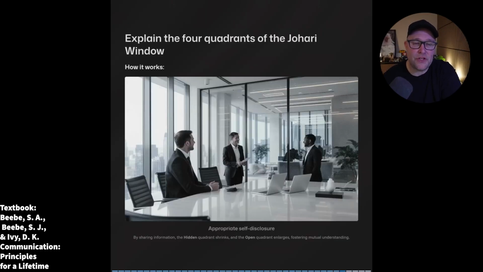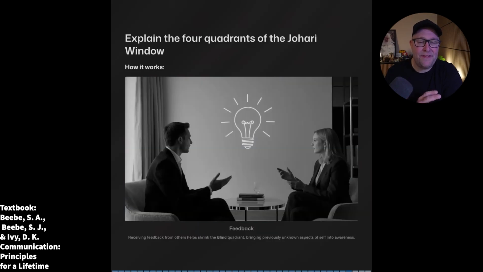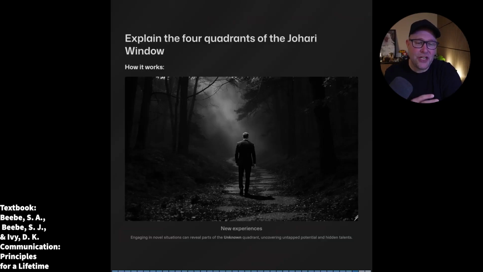Appropriate self-disclosure. By sharing information, the hidden quadrant shrinks and the open quadrant enlarges, fostering mutual understanding. Receiving feedback from others helps shrink the blind quadrant, bringing previously unknown aspects of self into awareness. New experiences. Engaging in novel situations can reveal parts of the unknown quadrant, uncovering untapped potential and hidden talents.